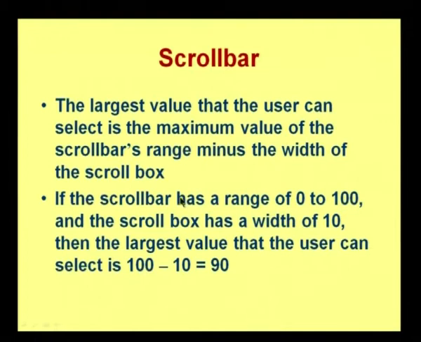So, if the scroll bar has a range from 0 to 100 and the scroll box has a width of 10, then the largest value that the user can select is 100 minus 10, that is 90. So, it means that whenever I am trying to move my scroll box within my scroll bar, the value which I need to choose will be taken from the end. For example, if I am at the end of my scroll bar, then I have to take the final value minus the scroll bar size.